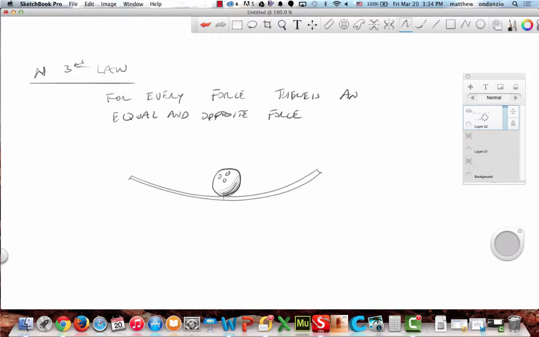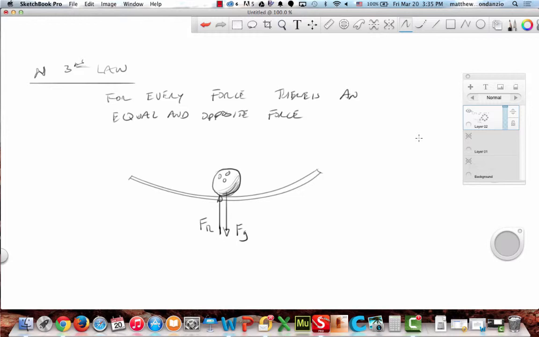Watch what I'm doing. I'm drawing an arrow, force of gravity. Why did I draw an arrow? Because force is a vector. It's an arrow. What other forces do I have acting on this? Pushing up. There's another force pushing up called the force of the ruler. They're both the same length, just opposite directions.